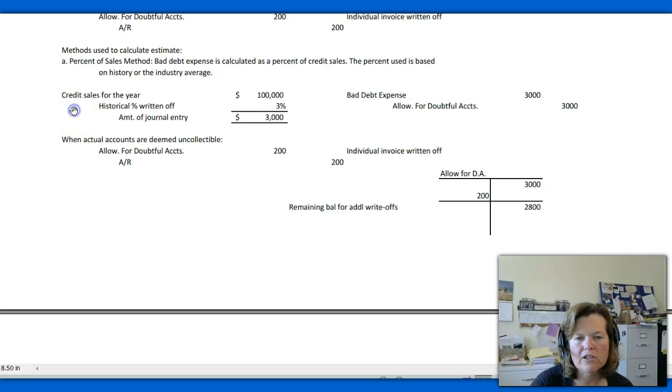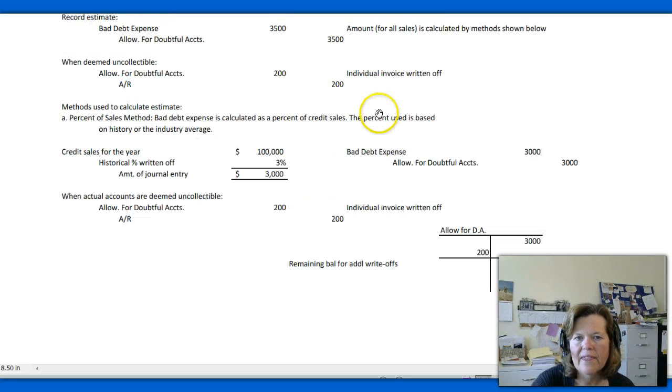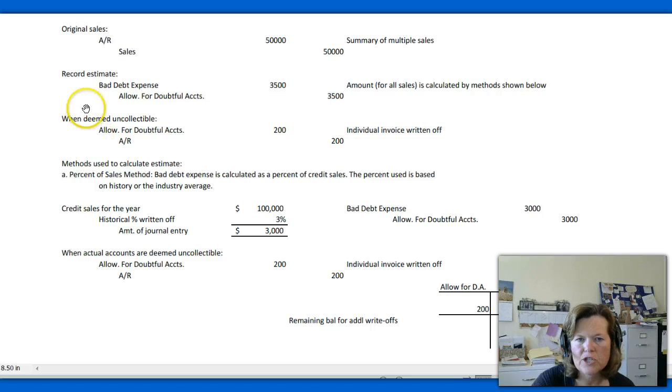So here's a calculation. We've got credit sales for the year of 100,000. Historically, we've had to write off 3%. So 100,000 times 3% gives us the amount of the journal entry, which is $3,000. This is the journal entry we would make over here. Debit bad debt expense 3,000, credit allowance for doubtful accounts 3,000. That relates to where we're recording the estimate up here.